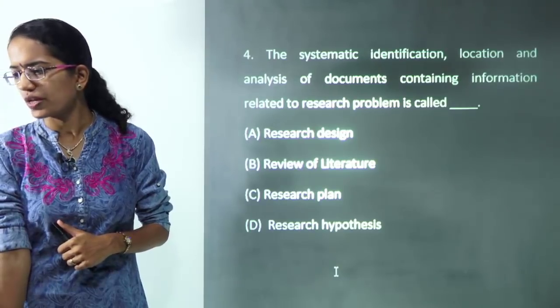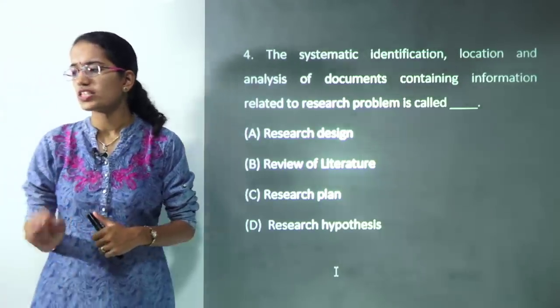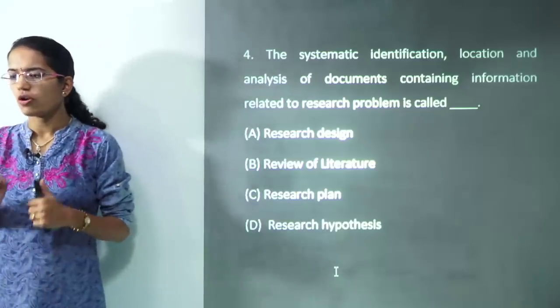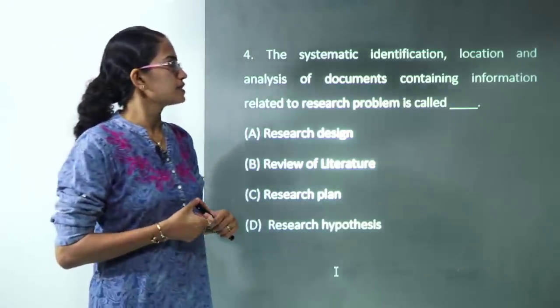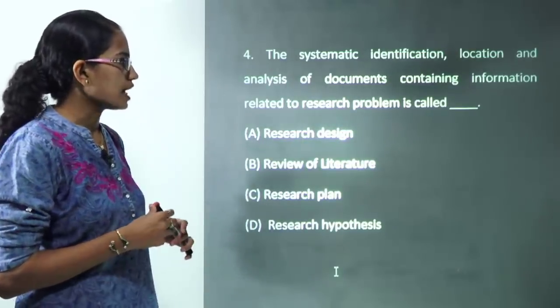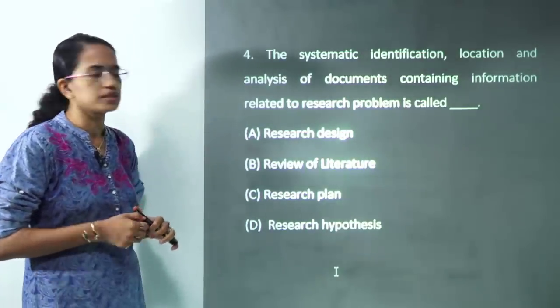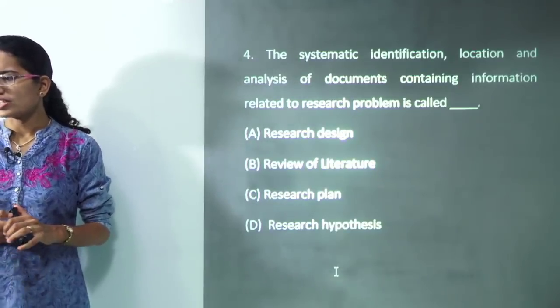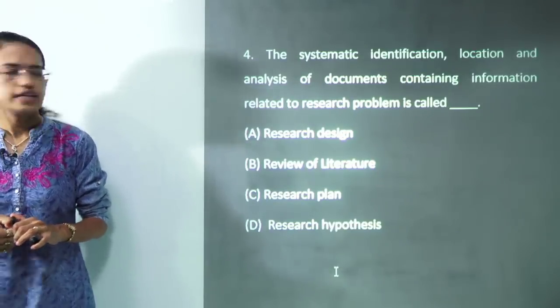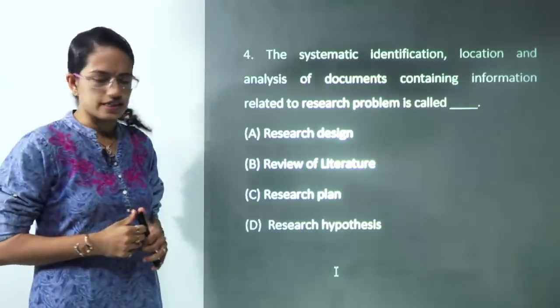Question number 4, looking for the correct answers. Read the question very carefully. I am very sure a lot of you would get confused with question number 4. So, it's a kind of systematic identification, location, analysis of documents containing information related to a research problem. No, it's not C. Anuja, B, right. So it's review of literature.